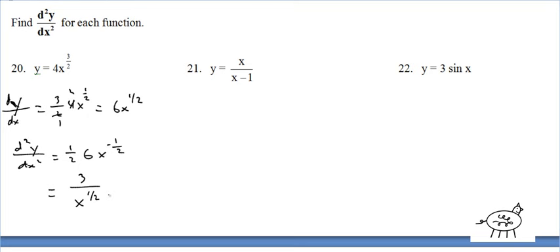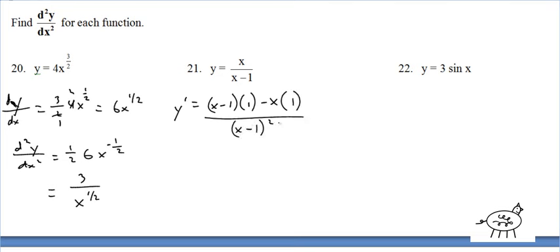Okay, that was pretty easy. This one, just a little bit more work. We're going to use the quotient rule. So y prime is the bottom times the derivative of the top, which is 1, minus the top times the derivative of the bottom, which is also 1, all over the bottom squared. So I simplify that, and I get x minus 1 minus x over x minus 1 squared. Okay, then I can simplify that. x minus x goes away, and I just have negative 1 over x minus 1 squared.